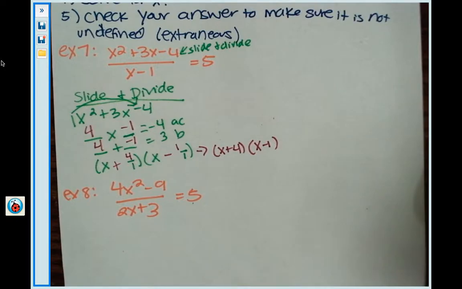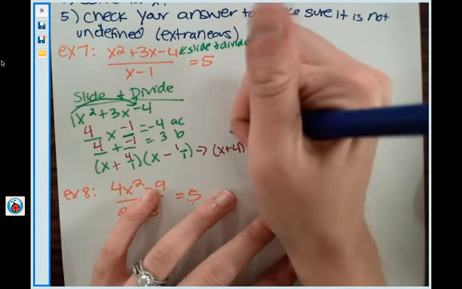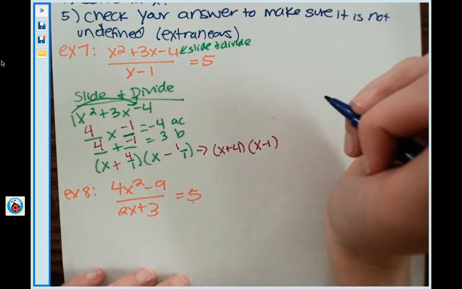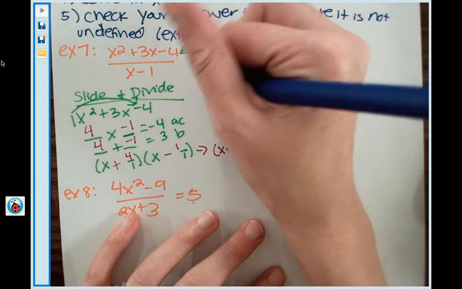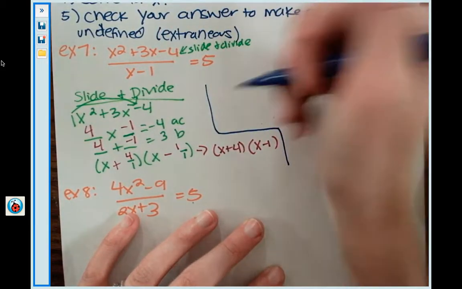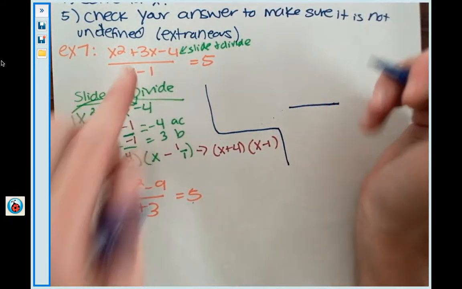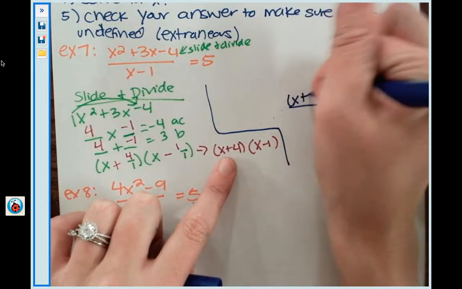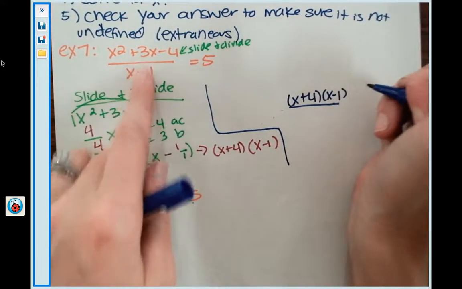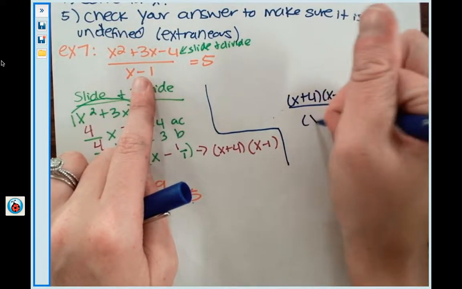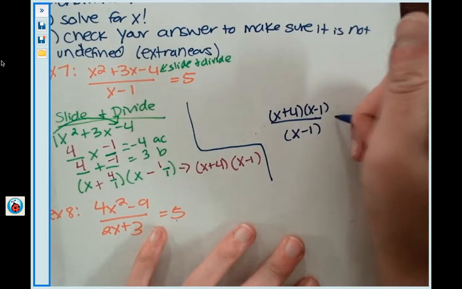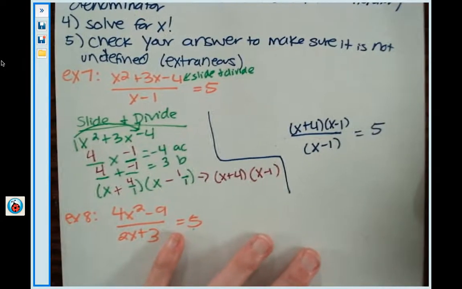Holy hot dog, right? Okay, so I'm going to continue this problem over here. My numerator factored is going to be x plus 4 times x minus 1, and my denominator I'm just going to leave as x minus 1, equals 5.